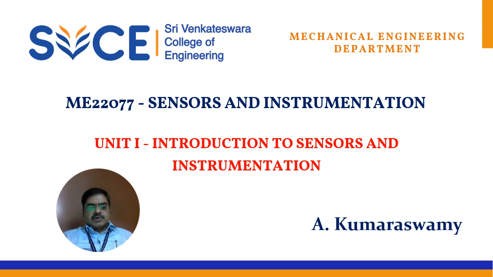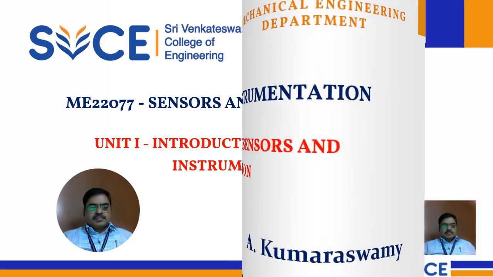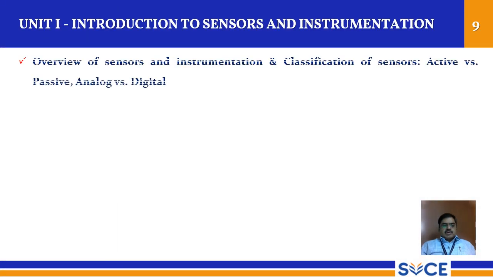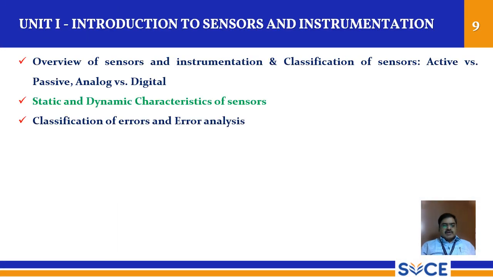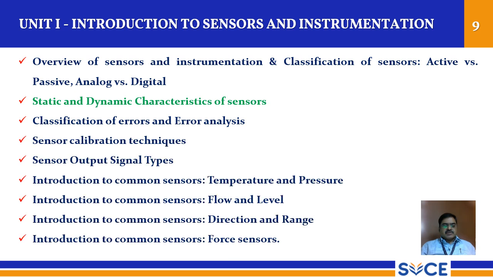Here we are going to discuss the static and dynamic characteristics of sensors. So far we have seen the first topic, overview of sensors and classification. Now we will complete static and dynamic characteristics, and these are the remaining topics in unit number 1.